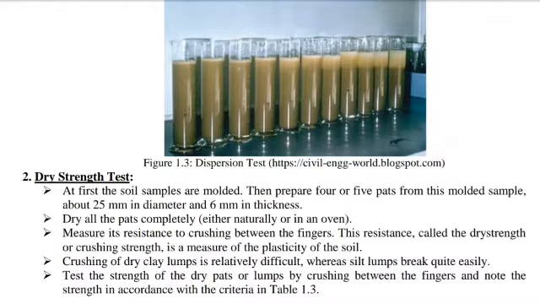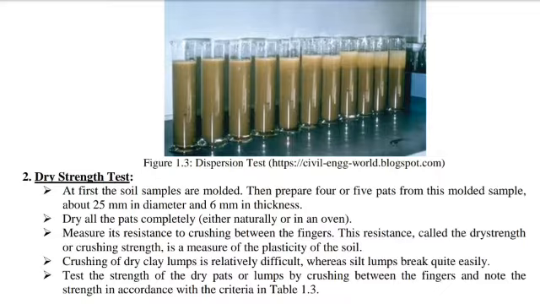2. Dry strength test. At first the soil samples are molded, then prepare 4 or 5 pads from this molded sample, about 25 mm in diameter and 6 mm in thickness. Dry all the pads completely either naturally or in an oven. Measure its resistance to crushing between the fingers. This resistance, called the dry strength or crushing strength, is a measure of the plasticity of the soil.